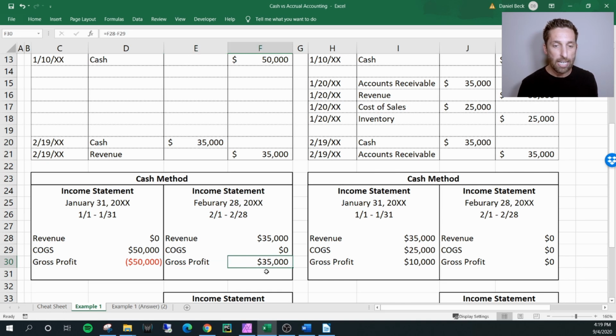Now you can see, if you're running a business, it's very difficult to understand your true profit margin.